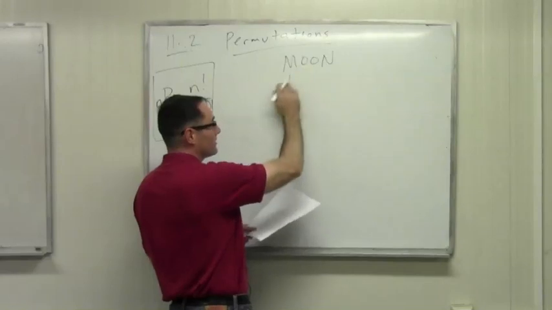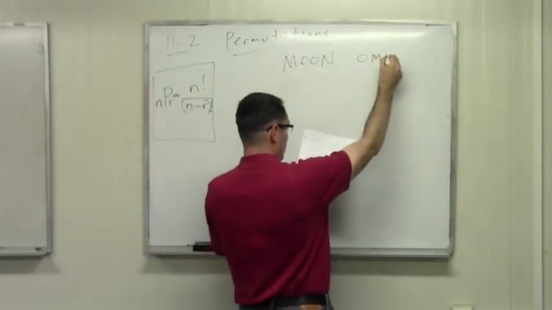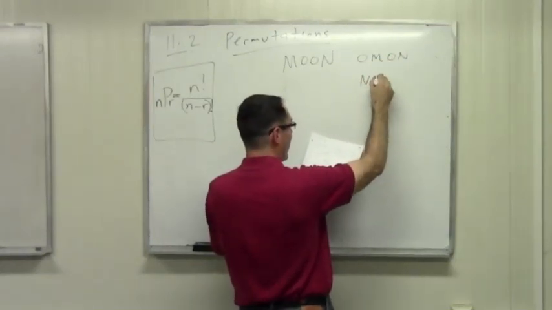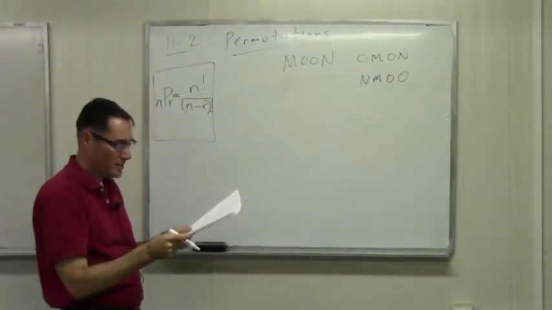We could do moon like this. We could do O-M-O-N. We could do N-M-O-O, et cetera, et cetera. We could write down all these different combinations.